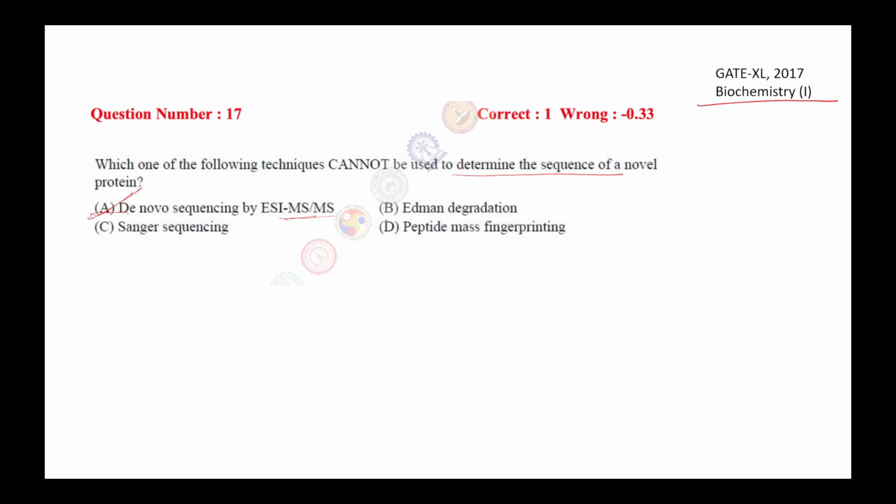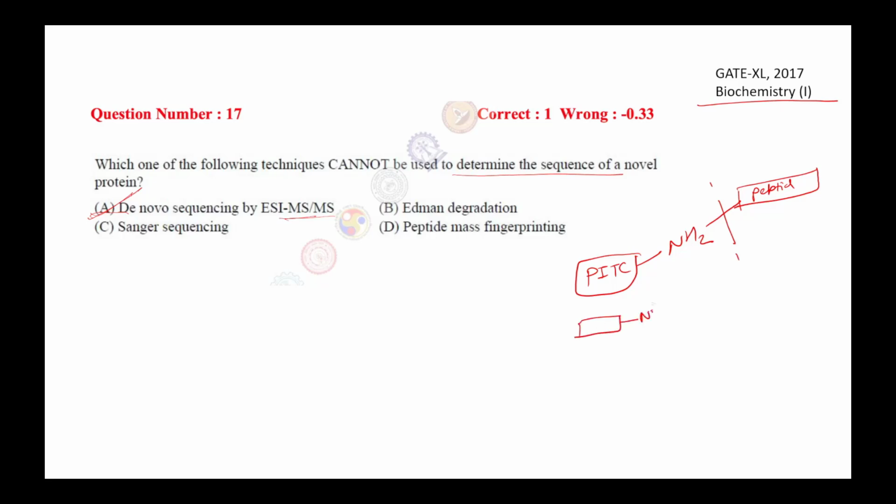Next is the Edman degradation option. So Edman degradation also we know is a very ancient technique where you provide an Edman reagent, that is I think phenyl isothiocyanate, so that binds to the N-terminal of the protein, and that N-terminal gets detached, leaving the remaining peptide chain. So this isothiocyanate makes a bond here, and ultimately this results in a cleavage here.